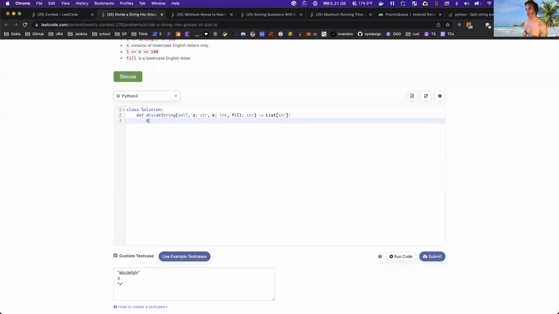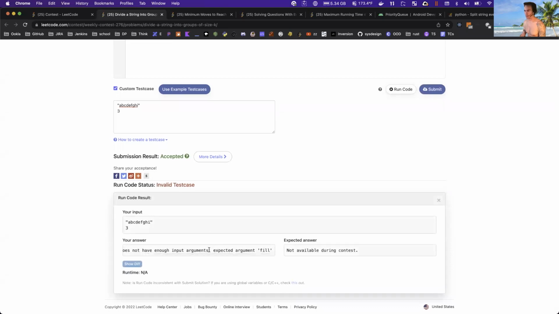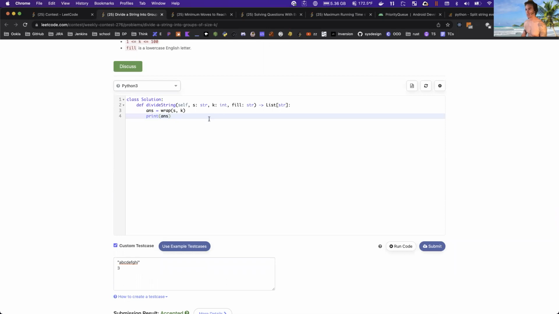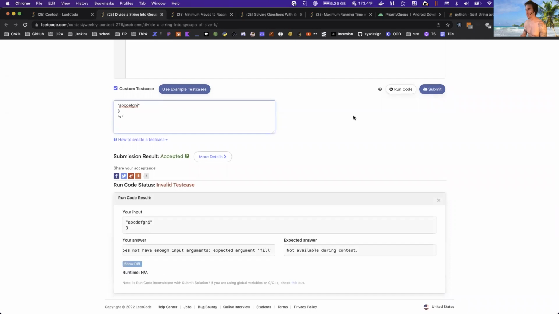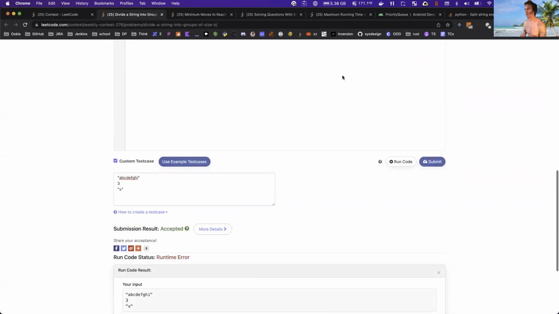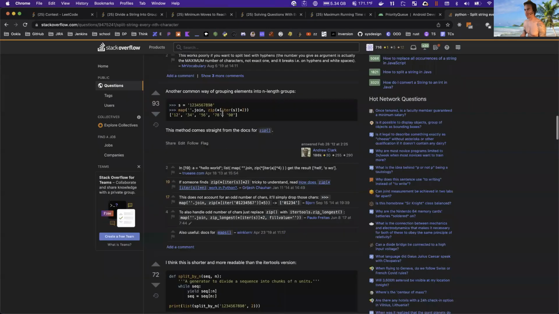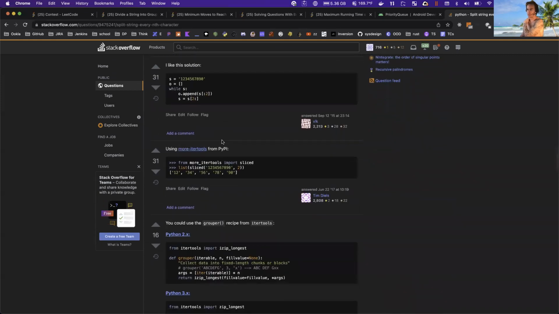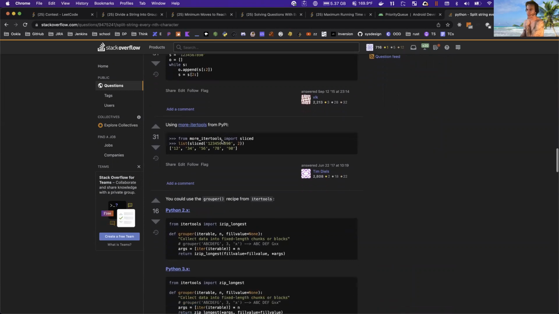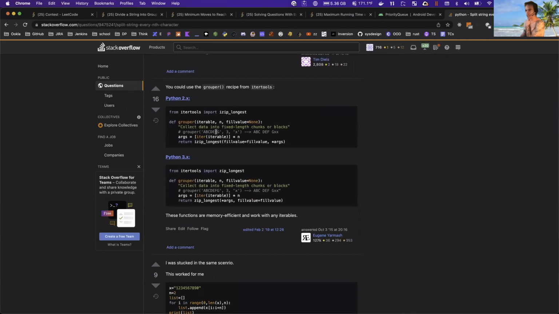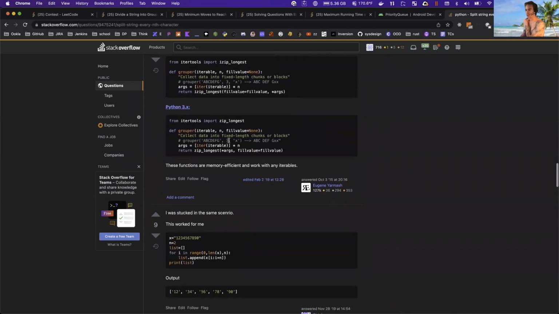Let's see. Oops, wrap. Fill? Oh, fill. Oops, I did need that actually. I thought it was a typo. Wrap is not defined. Oh, okay. Could have sworn there's sliced, grouper. This is why I was looking at itertools. I think this is the group, right? No grouper, no. Itertools.